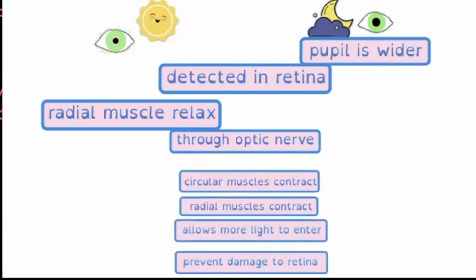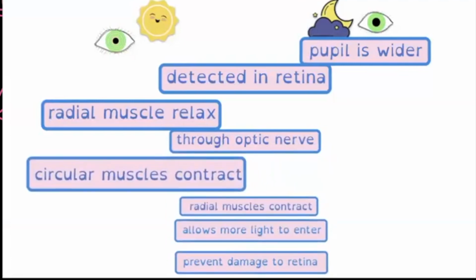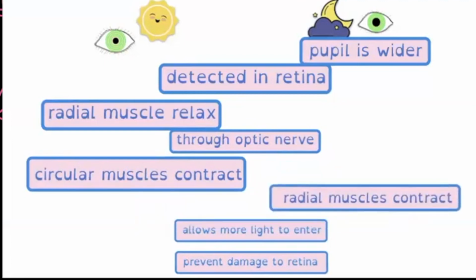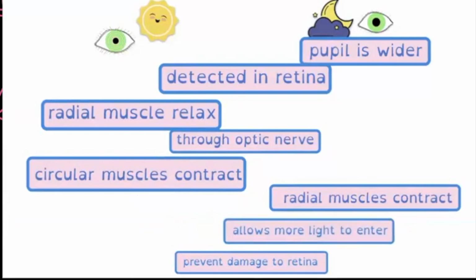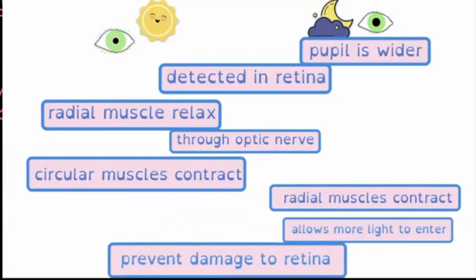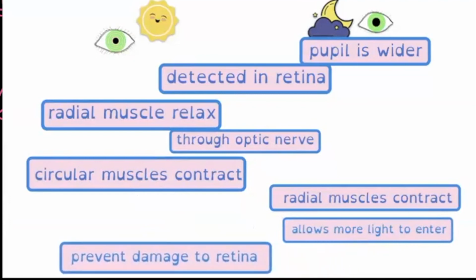Circular muscles contract, that's in the light. Radial muscles contract, that's in the dark, right? Allows more light to enter. That would occur if you are trying to make your pupil as big as possible. So that's in the dark. Prevent damage to retina. You make your pupil as small as possible in bright light because you're trying to prevent any damage to your retina. All right? Is this clear?